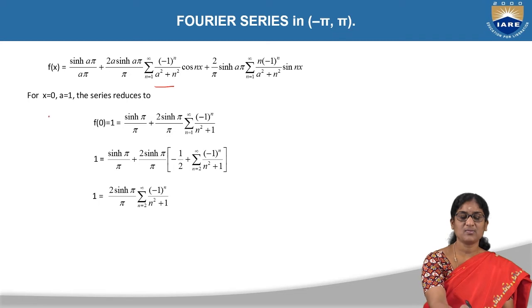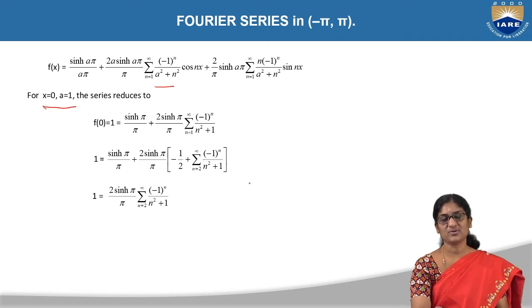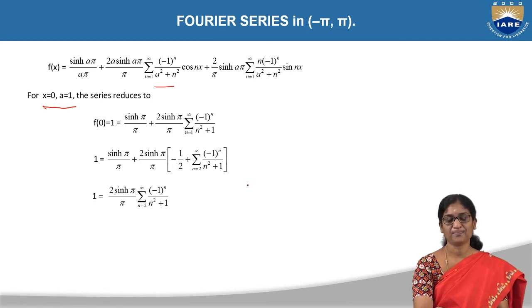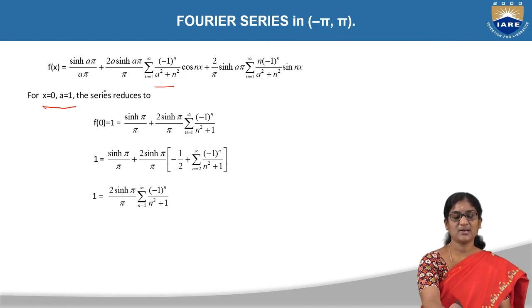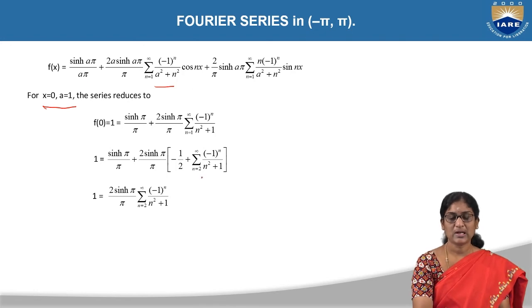Now, for x equal to 0 and a equal to 1, let's see what this Fourier series reduces to. Wherever x is there, substitute 0, and wherever a is there, substitute 1. So f(0), which is equal to 1, is equal to sinh π by π plus 2 sinh π by π summation (−1)^n by (n² plus 1). Therefore, 1 is equal to sinh π by π plus 2 sinh π by π, (−1/2 plus summation n from 2 to infinity (−1)^n by (n² plus 1)).